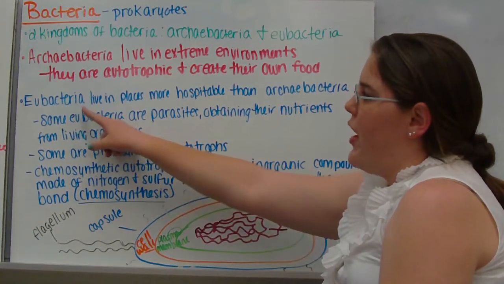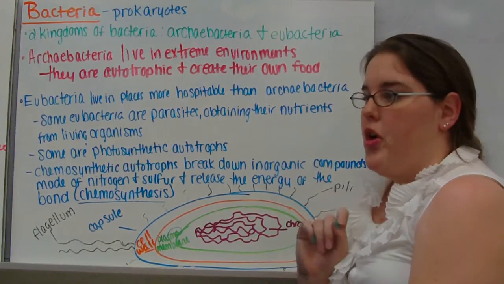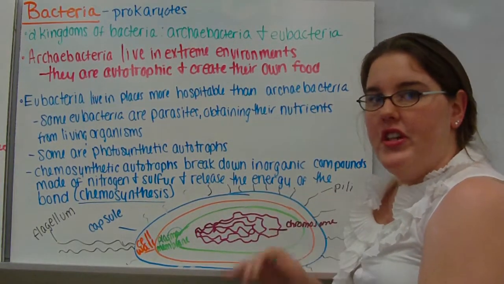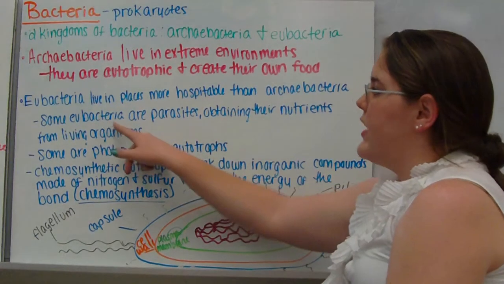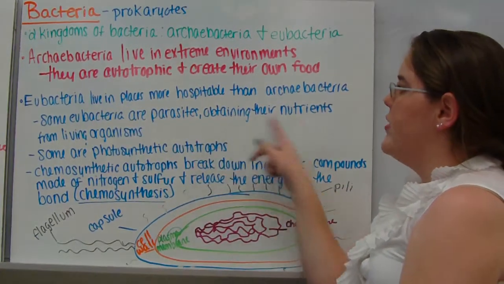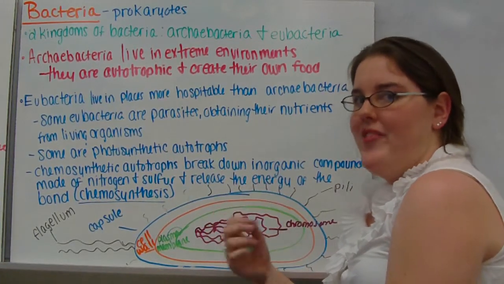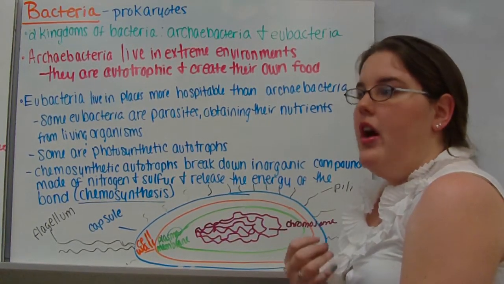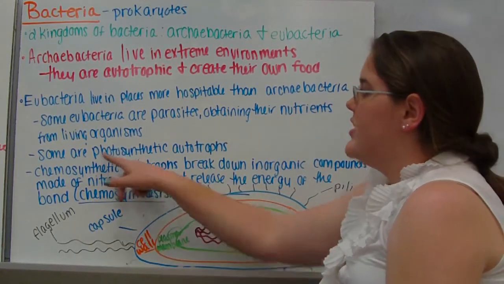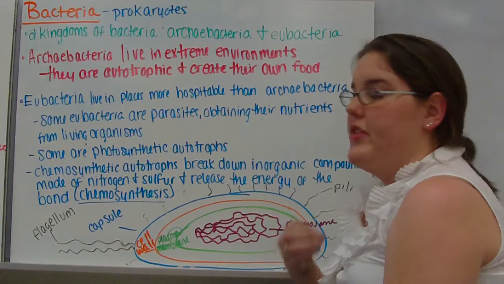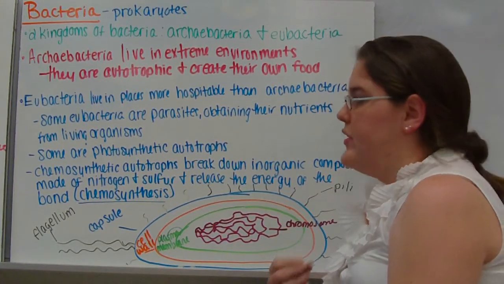Now, eubacteria, however, live in places that are more hospitable than the archaebacteria. These are the ones that might live on your kitchen counters if you don't clean them closely enough. Some eubacteria are parasites, so they obtain their nutrients from living organisms. This is what would cause you to have an infection or some type of bacterial illness. Now, some are photosynthetic autotrophs, which just means that they create their own food from the sun and from the process of photosynthesis.